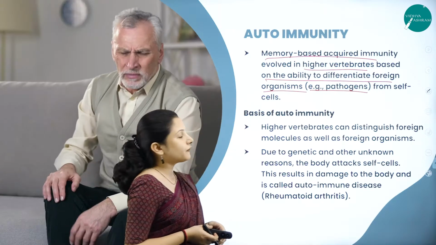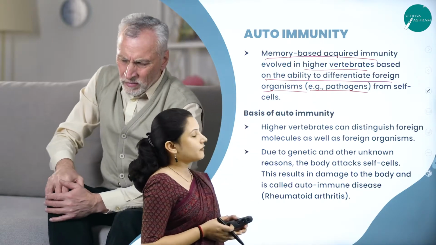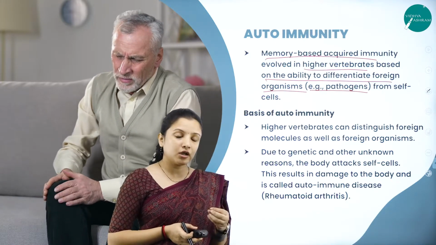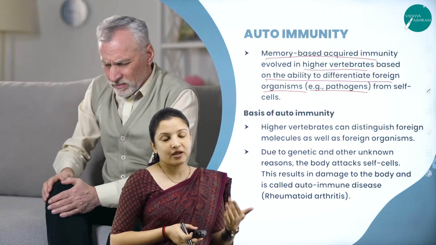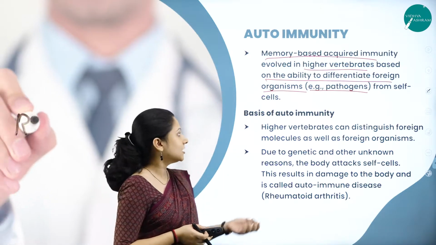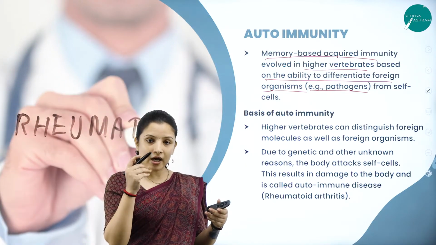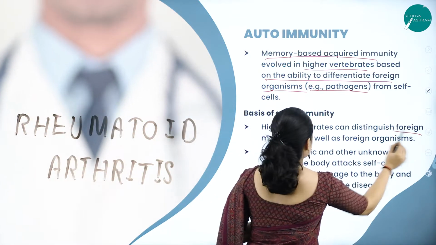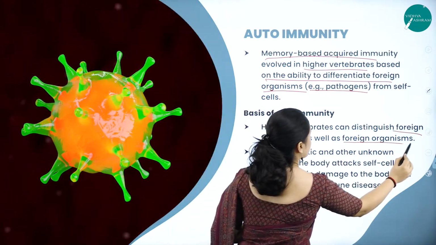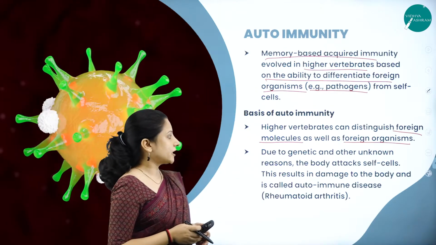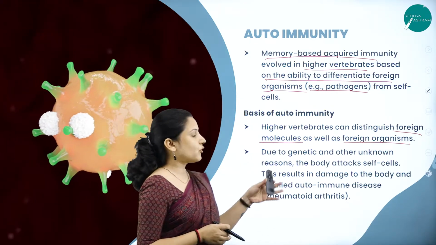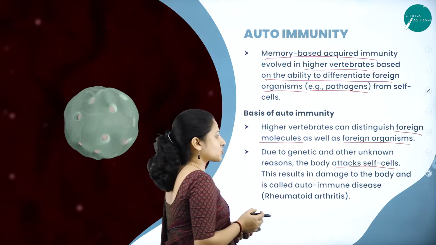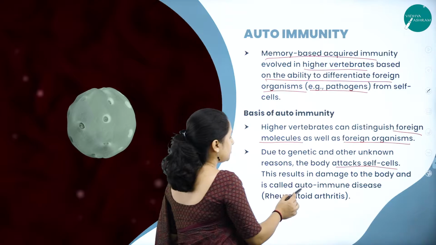So what is the basis of autoimmunity? Let us look into it. How does autoimmunity actually work? Autoimmunity is usually found in higher vertebrates. One of the best examples is we human beings. Higher vertebrates are capable of differentiating between foreign molecules as well as foreign organisms. And due to genetic and other unknown reasons, the body attacks the self cells, and this can result in damage to the body. It is called an autoimmune disease.